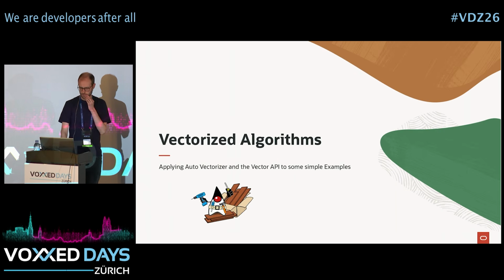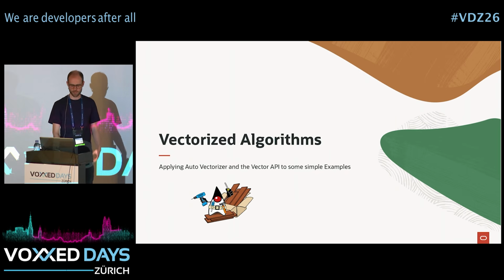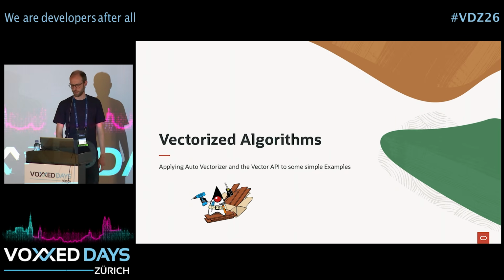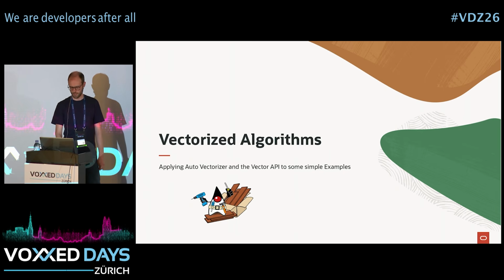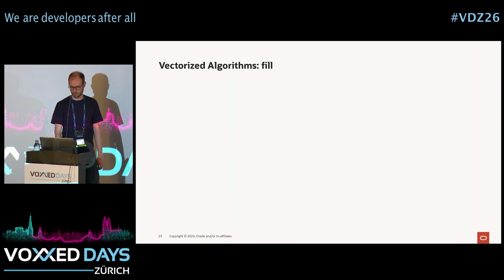All right, now that we have some basics covered, I want to go through some vectorized algorithms, and they're going to be relatively simple, just simple loops of some pretty primitive things we might want to do. They might remind you of some things that we do with streams. And so we want to see how the Vector API and auto-vectorizer can be used here and how far we can go with it. So the first thing would be just fill an array, pretty simple.